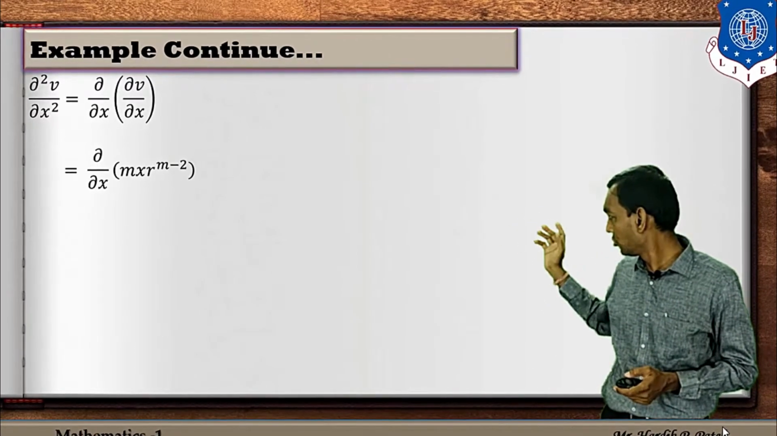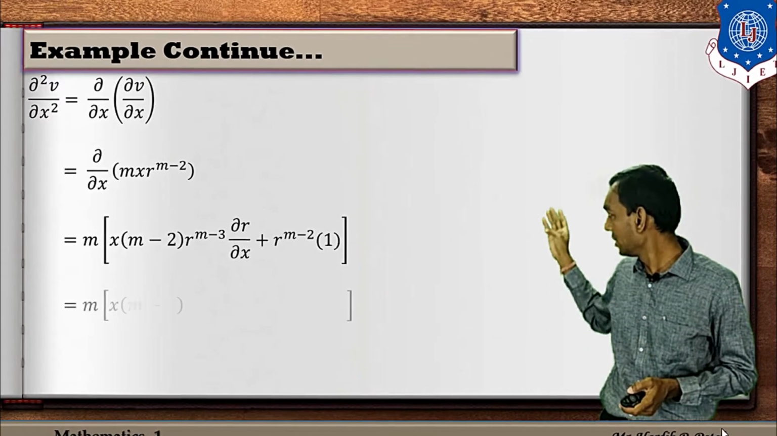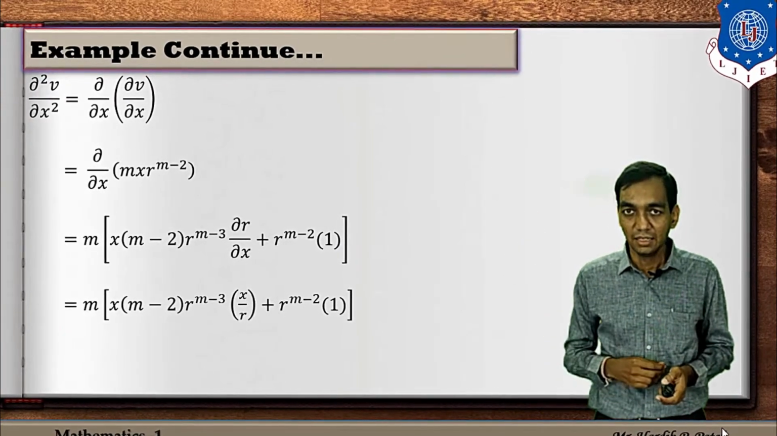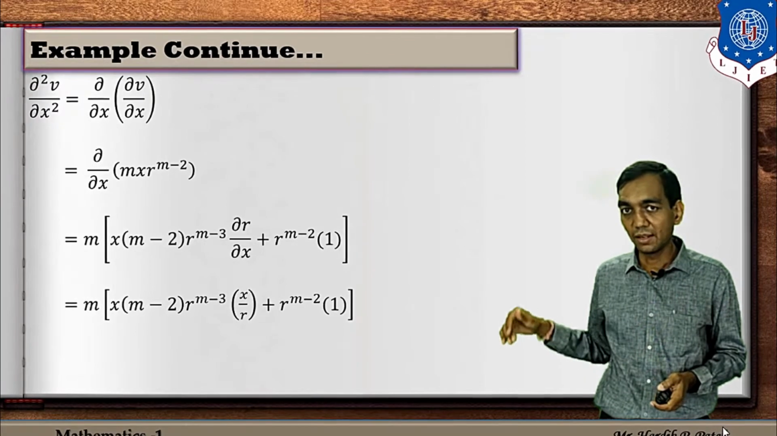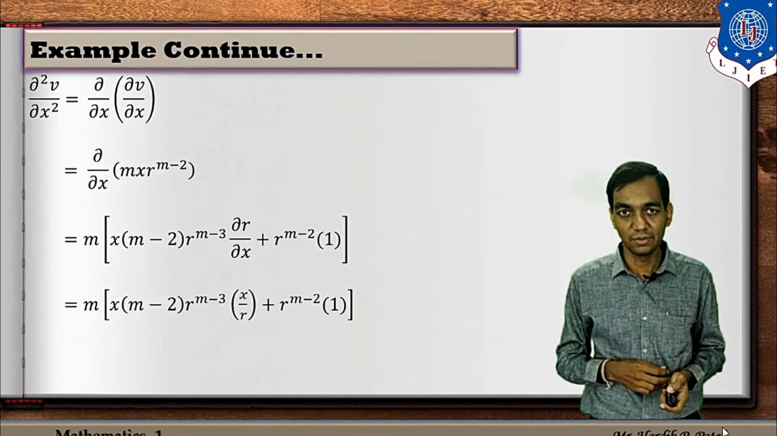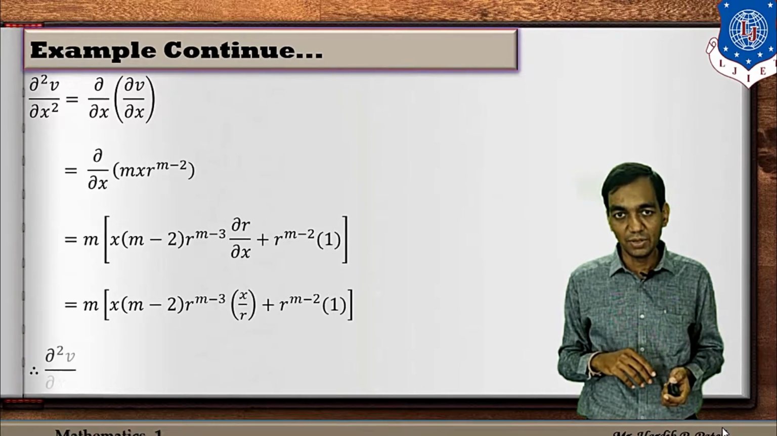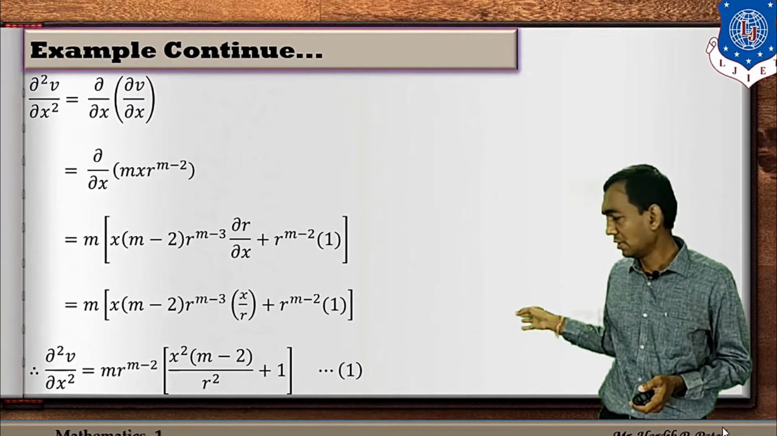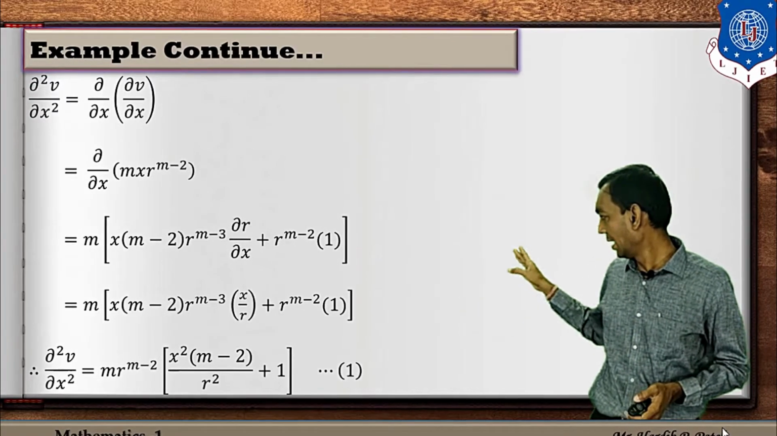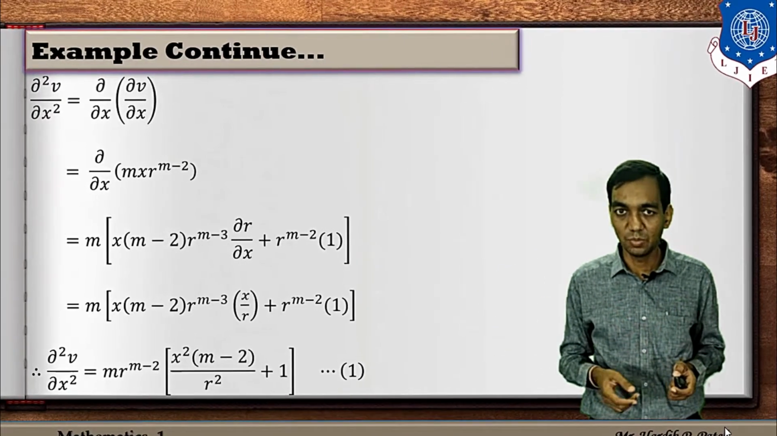So if you are differentiating with respect to x, then you have to apply the uv rule. First, x as it is, times the derivative of r raised to m minus 2, which is m minus 2 into r raised to m minus 3 into ∂r/∂x, plus m into r raised to m minus 2 as it is, times the derivative of x with respect to x, which is 1. Now ∂r/∂x has a value x upon r. So put it in and simplify. That will give you ∂²v/∂x² equal to m r raised to m minus 2 into the bracket x² upon r² into m minus 2 plus 1. This is equation number 1.